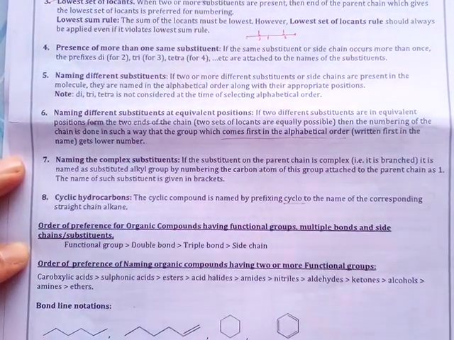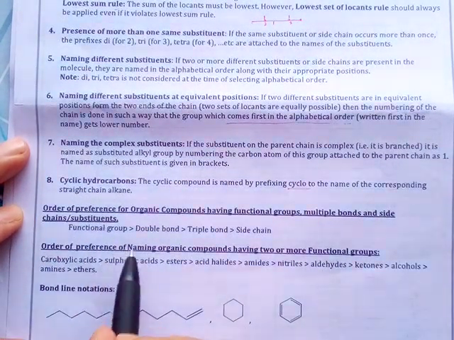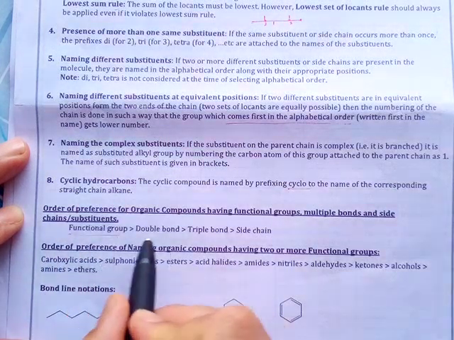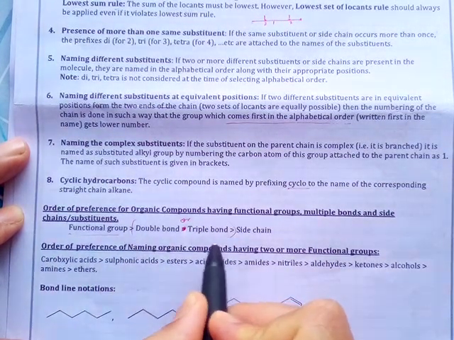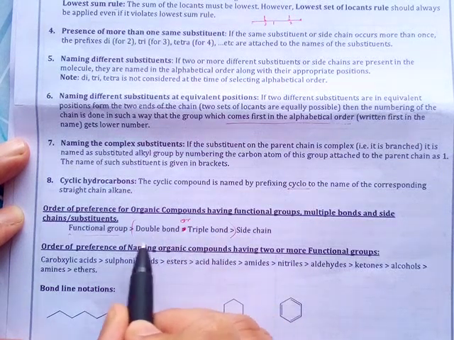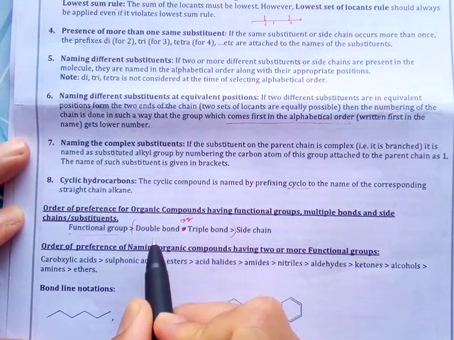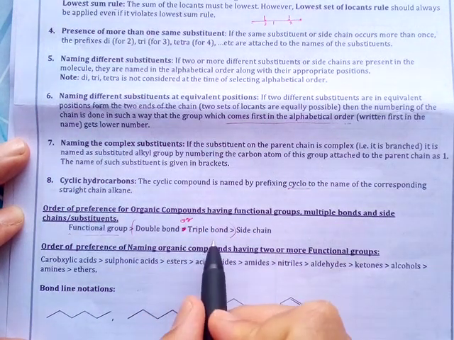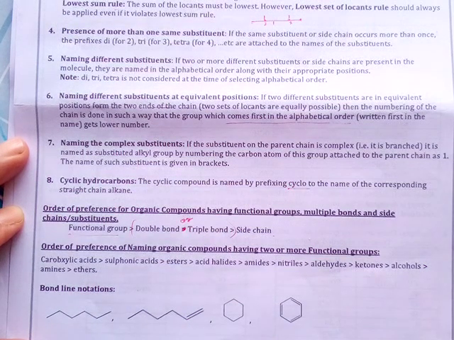Then if you have more than one functional group, you have to give first preference to the functional group, okay, then double or triple bonds, okay. If there is a tie between double and triple, then preference will go to the double bond. If there is no tie, then whichever is lower, double or triple. Then the last preference goes to the side chains.